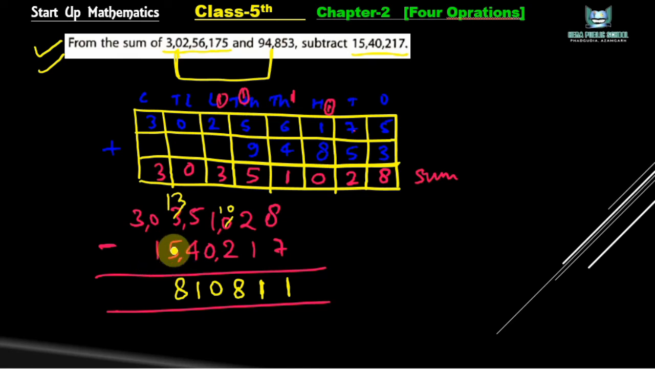Here we get 29. So here we get 9 and here we get 2. So 9 minus 1 is equal to 8 and in the last, 2. So your answer is 2,88,10,811.